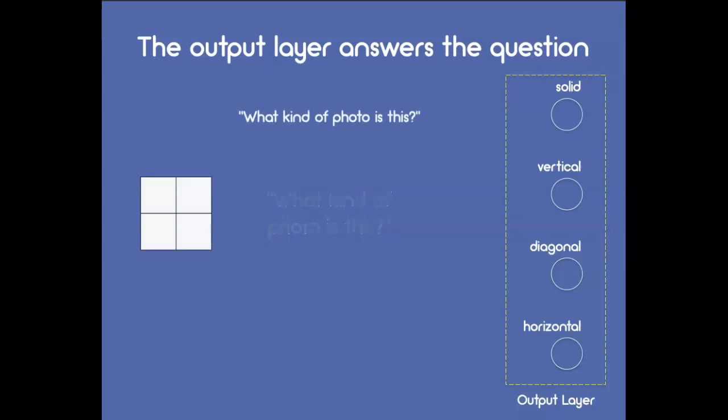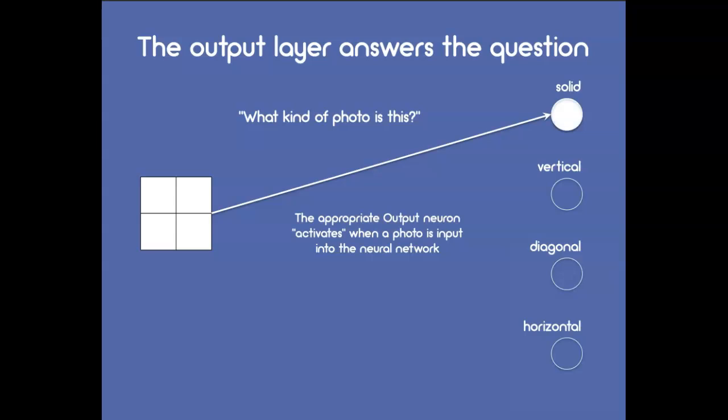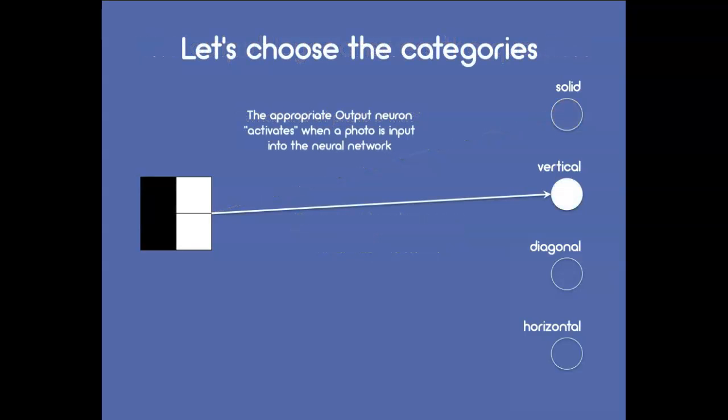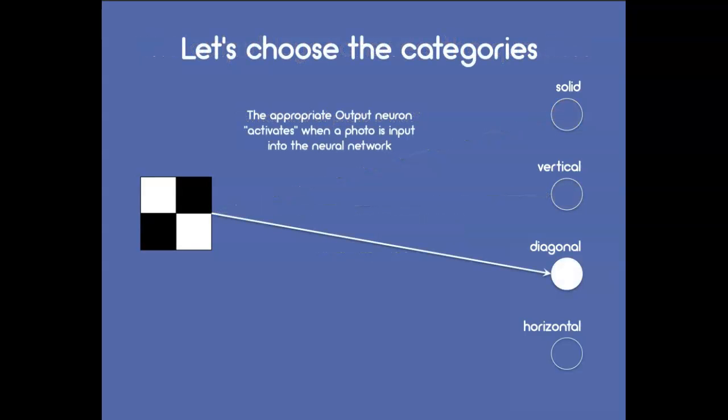For example, if we provide a solid white photo, i.e. all 4 pixels are white, into the network, it should respond by activating the solid neuron, as indicated by the solid neuron turning white in the diagram. Similar activations should happen for photos of vertical lines, diagonal lines, and horizontal lines.